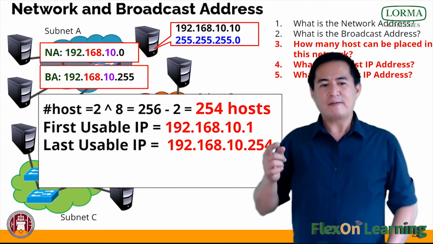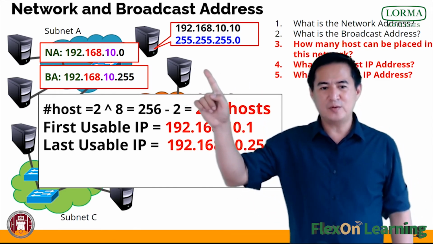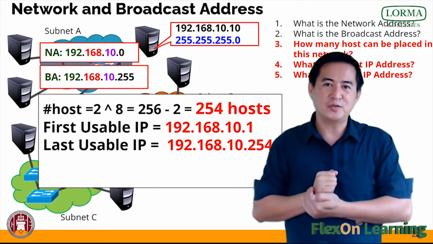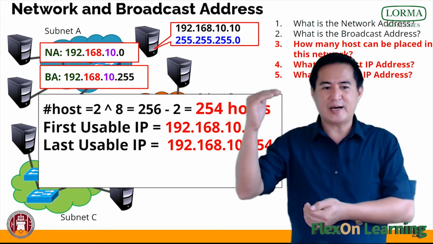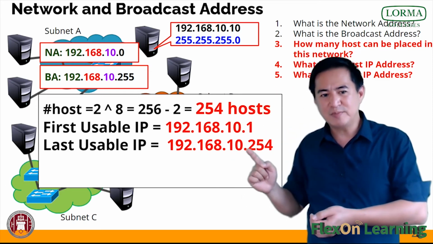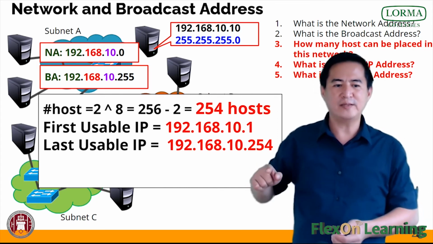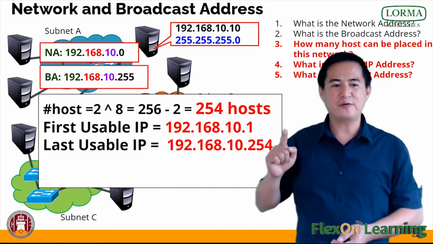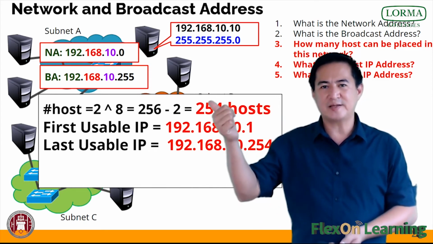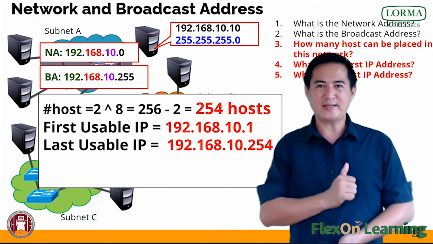And anything in between the network address, which is that 0, and that 255, anything in between that, those are the usable IP. The first usable IP is 10.1, and the last usable IP is 10.254. All in all, you get 254 computers that you could assign an IP address for that subnetwork. Get it?